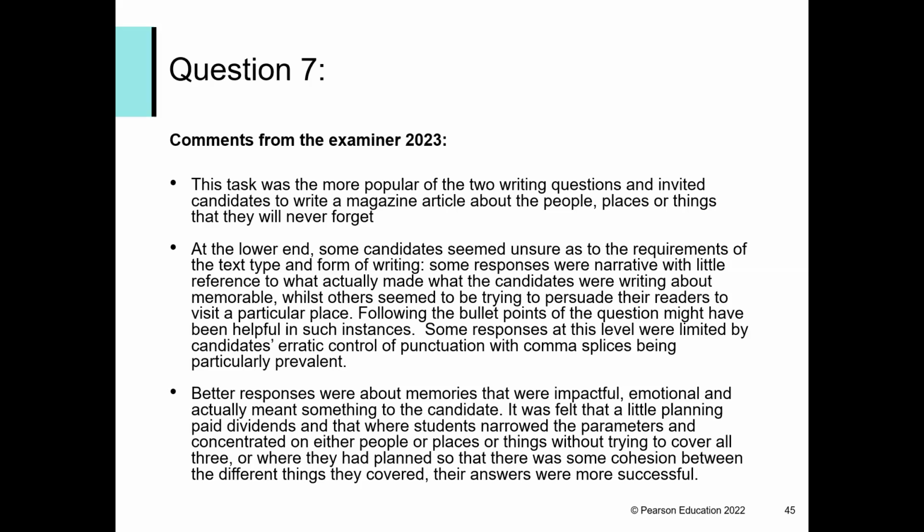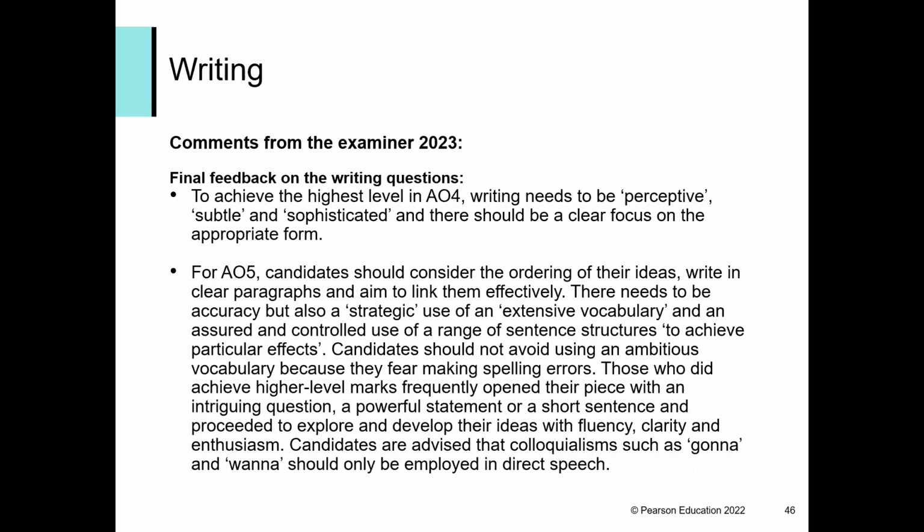So we're just going to have a look now at the AO4 comments. To achieve the highest level in AO4, writing needs to be perceptive, subtle, and sophisticated, and there should be a clear focus on the appropriate form. And then for AO5, candidates should consider the ordering of their ideas, writing clear paragraphs, and aim to link them effectively. There needs to be accuracy, but also a strategic use of an extensive vocabulary and an assured and controlled use of a range of sentence structures to achieve particular effects.